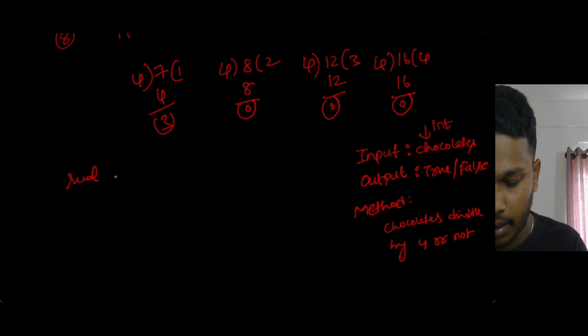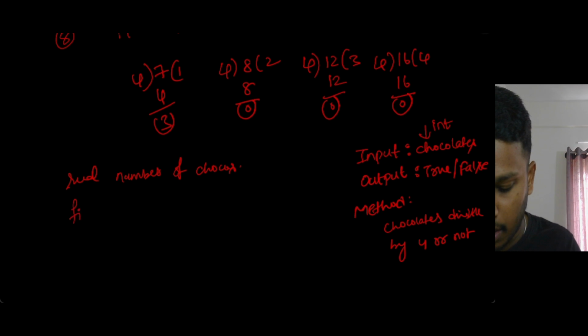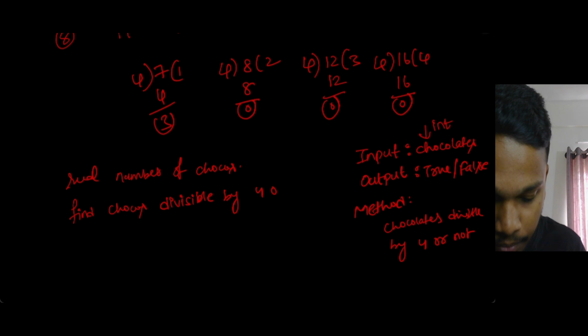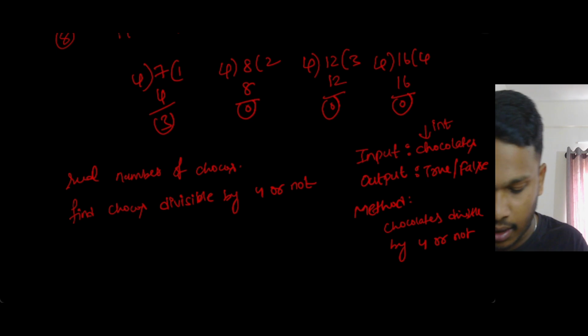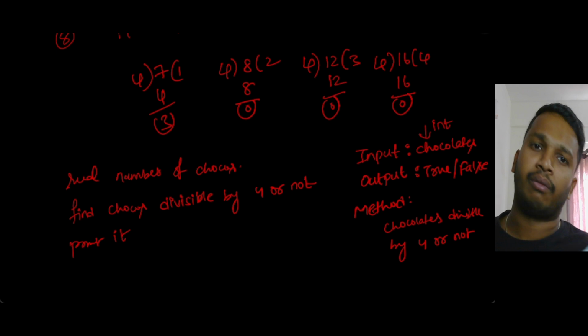So now see, first pseudocode, just high level English I will write. Read the number of chocos. Find whether chocos are divisible by 4 or not. Somehow you need to find it. Next, print it. Print it means just print whether it is divisible or not.